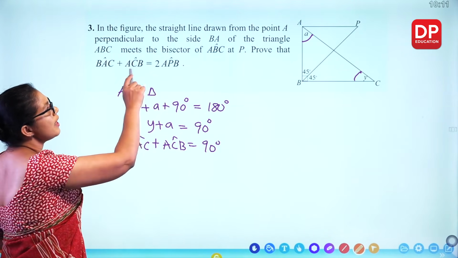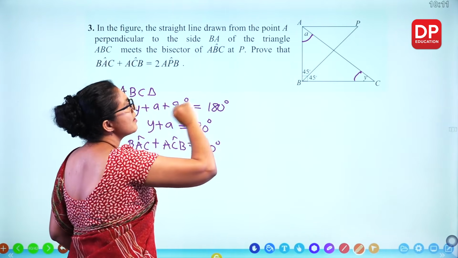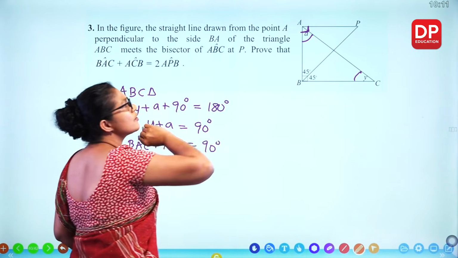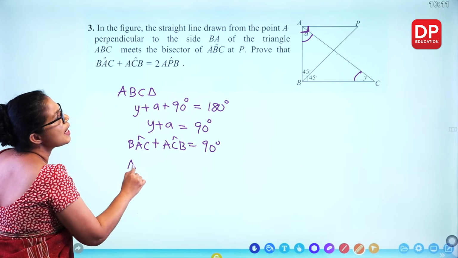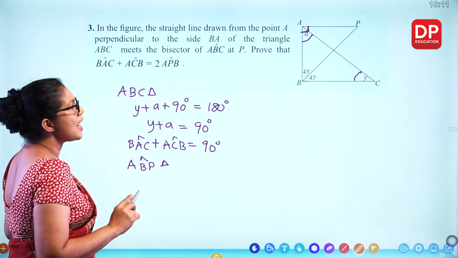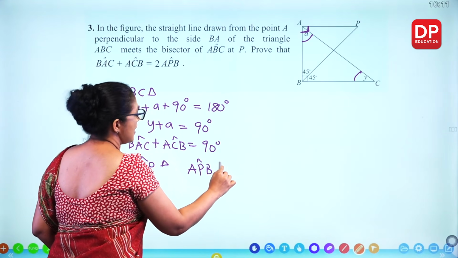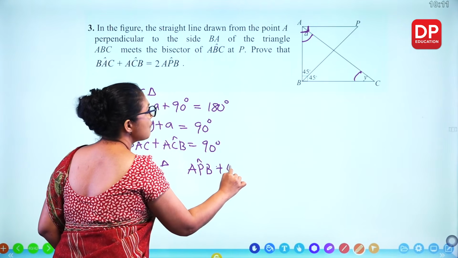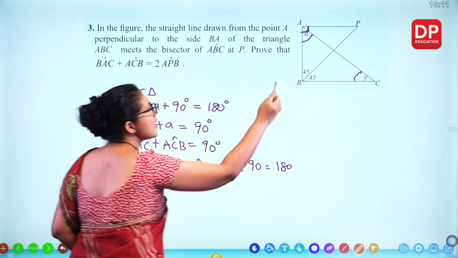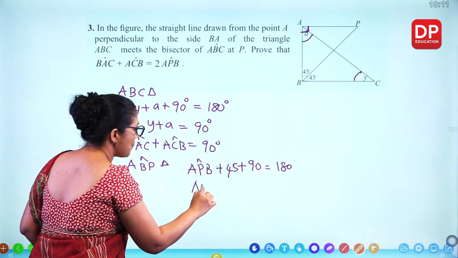Now here when you look at the question, it says this is perpendicular to the side BA. Can you see this is given as 90 degrees? So here when you take the triangle ABP, what is angle APB? APB plus 45 plus 90 degrees is 180. So when you take these three angles, they add up to 180. So here what is angle APB?